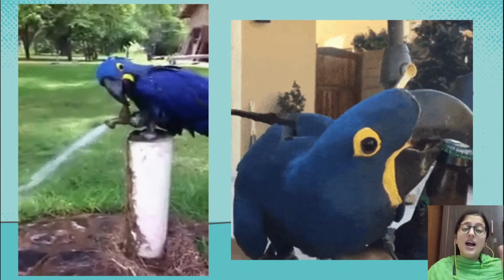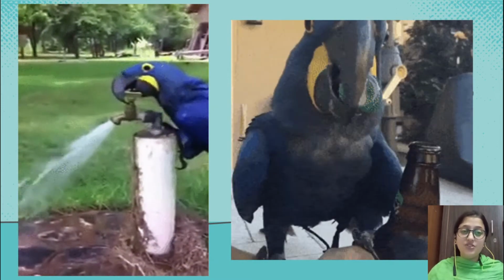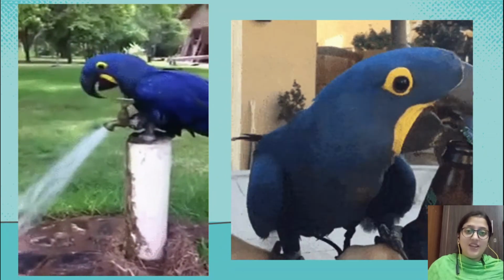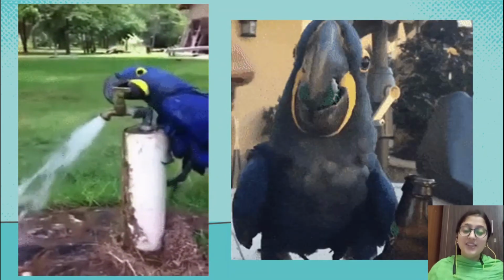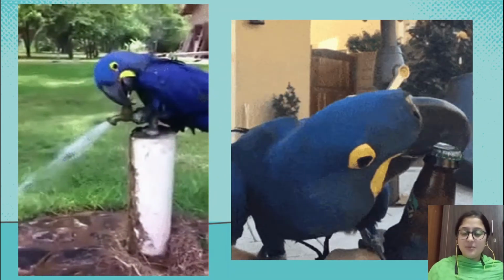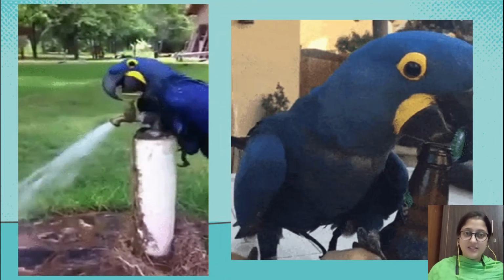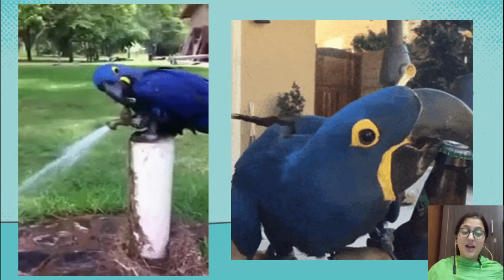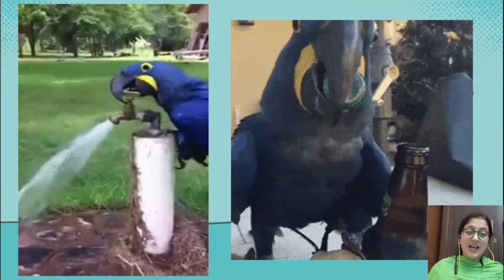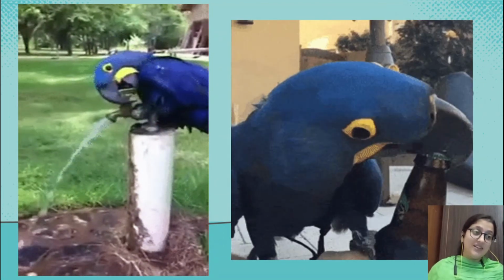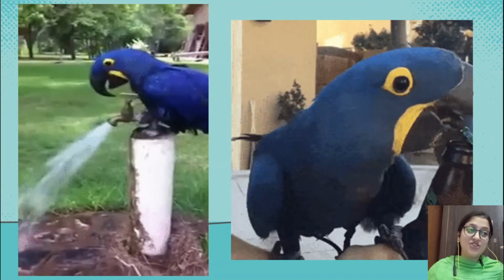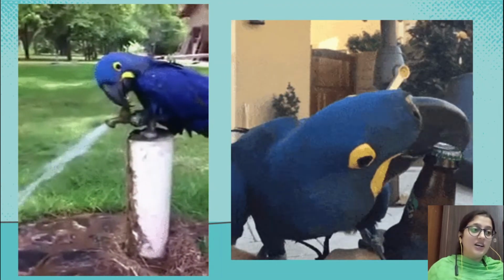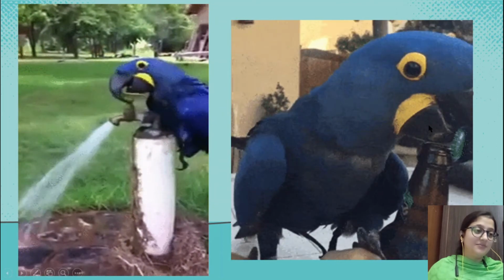So see, the hyacinth macaw is actually a very huge parrot. It's not just a small mini parrot. It's very huge. You can see in the first video, the pipe and the tap seem actually quite big, but the hyacinth macaw is almost as big or even bigger than that. And in the second video, you see how sharp its beak is. It is even able to take off the cap of the bottle.